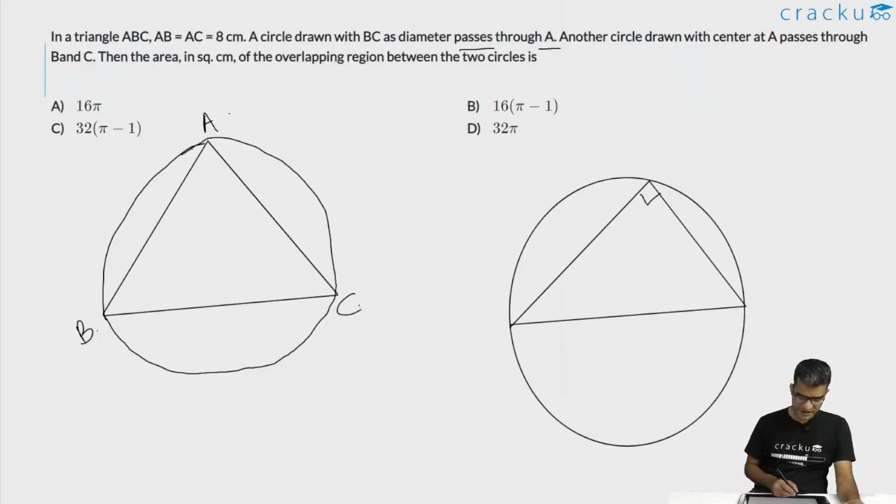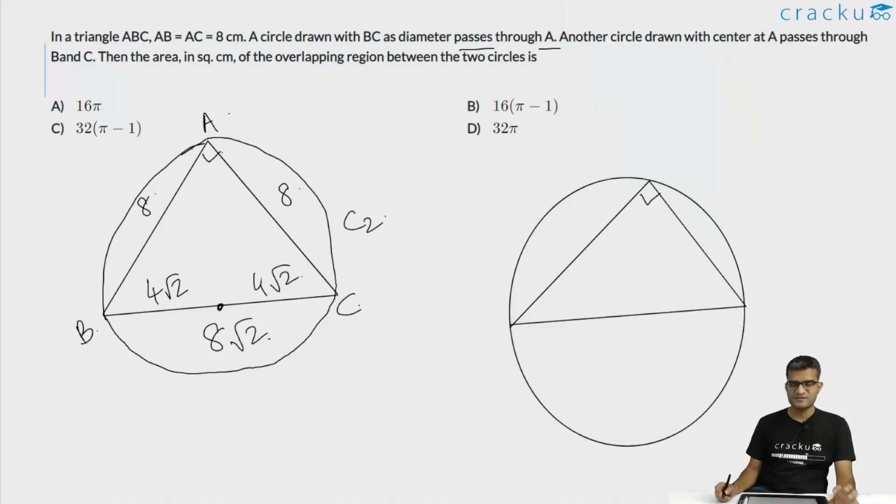Now this would immediately tell you that ABC is a right angle triangle. AB is 8, AC is 8, this is given to us. So the length of BC, because this is a right angle triangle, will be 8 root 2, or the radius of this circle will be 4 root 2. This is the first circle. Let us call this circle to be C2. This is the smaller circle.